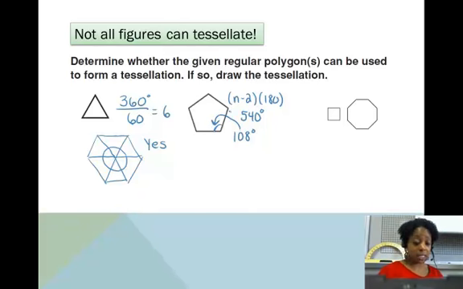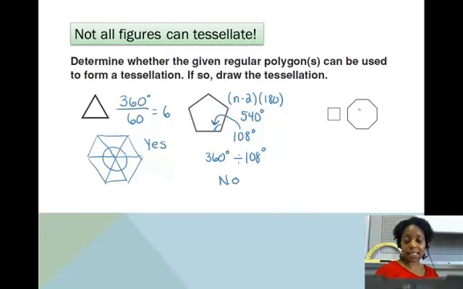So now I want to see if 108 will divide evenly into 360 because if it does, then it will tessellate. We can put all the angles together. So if I do 360 now divided by 108, and it's not going to work, I can tell you that now. But if I do that, I get 3.333 repeating. So no, it will not tessellate.